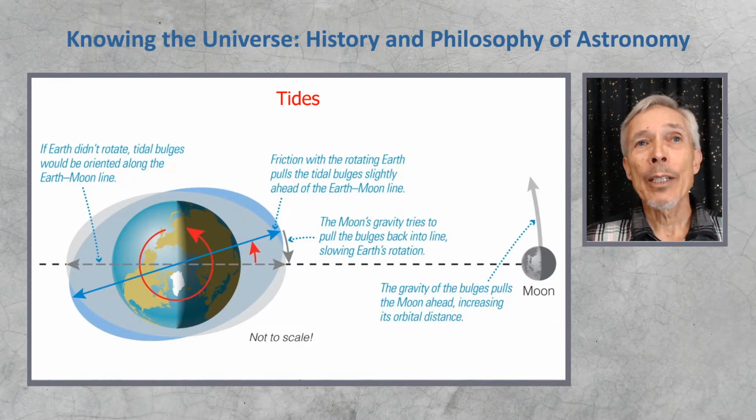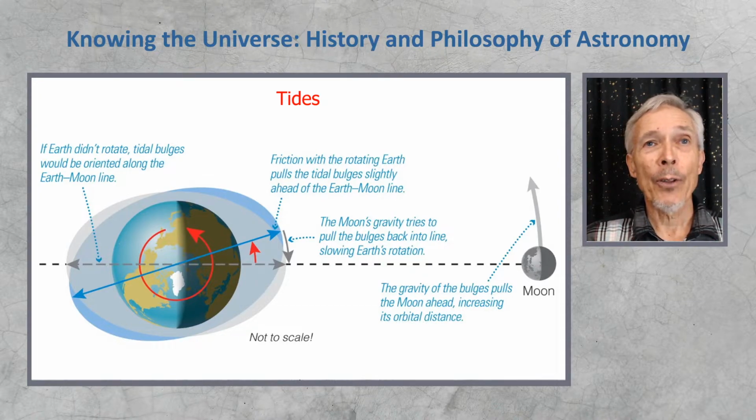His theory also explained the tides. If the Earth didn't rotate, the tidal bulges would be oriented along the Earth-Moon line. But because the Earth is rotating, they tend to lag slightly ahead of the Earth-Moon line. The reason why there are 2 tides a day is because the Moon pulls on the Earth, and it pulls a slightly stronger amount on the near side of the Earth than the far side of the Earth. So it pulls the ocean upwards on the side towards it, but it also stretches the Earth. And it's this stretching force in both directions that leads to 2 tides per day.